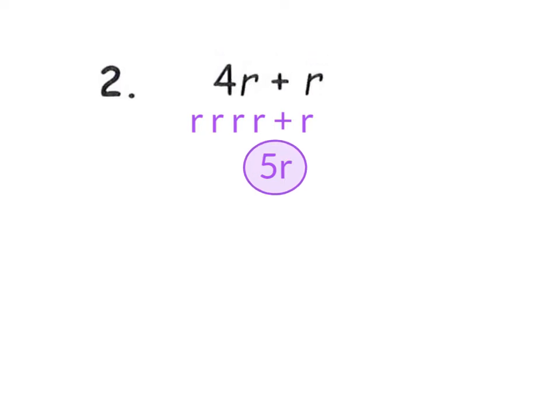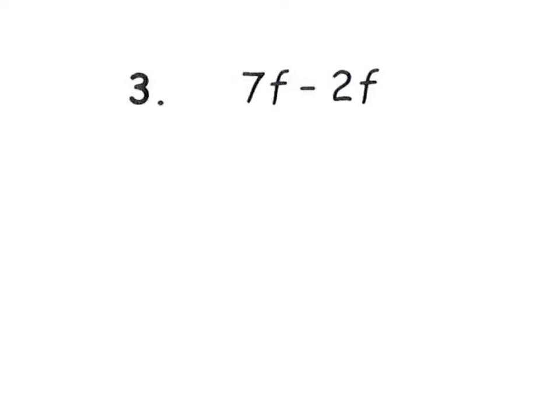Okay, let's try number 3. This one is a little different, because to show that I have 7 F's and then I'm taking away 2 F's, I'm going to start off with 7 F's written out. So that's my 7 F's, but this time we're crossing out 2 F's. We're taking 2 of the F's away, and I'm going to show that by just crossing them out. So if I start with 7 F's and I take away 2 of them, I end up with 5 F's. So that's my answer.